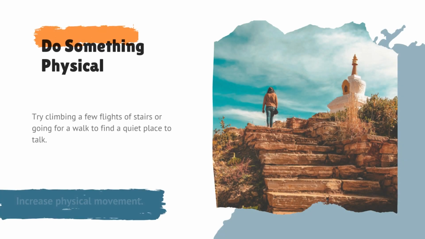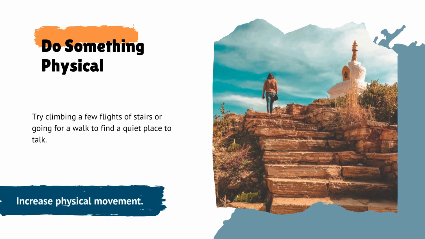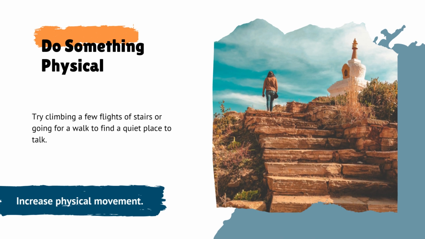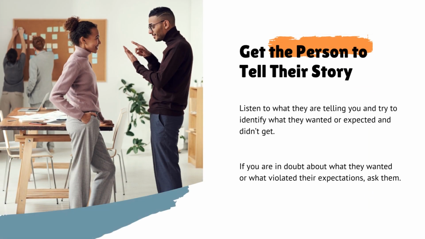Do something physical. If a person's defensiveness is not diminishing, try climbing a few flights of stairs or going for a walk to find a quiet place to talk. Moving or doing something physical changes the brain circuitry from supporting the person's emotional state to the physiological demands placed on the brain by the person's physical movement. Increase physical movement.